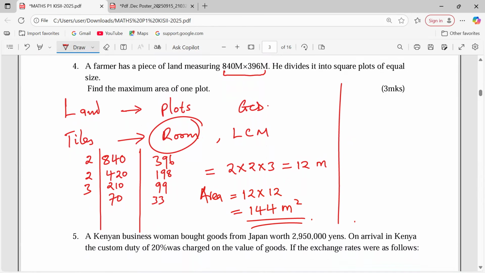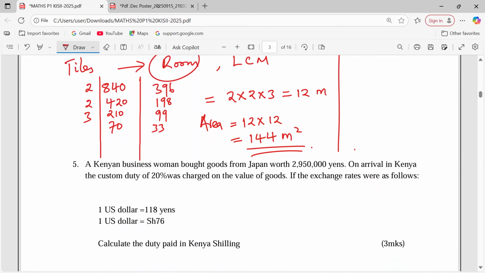Some other times you can be told to find the number of plots obtained from the subdivision of the land, meaning that you would get the area of the land divided by the area of one plot. But in this case, we just want the area of the plot, full stop. Nothing more, nothing less.